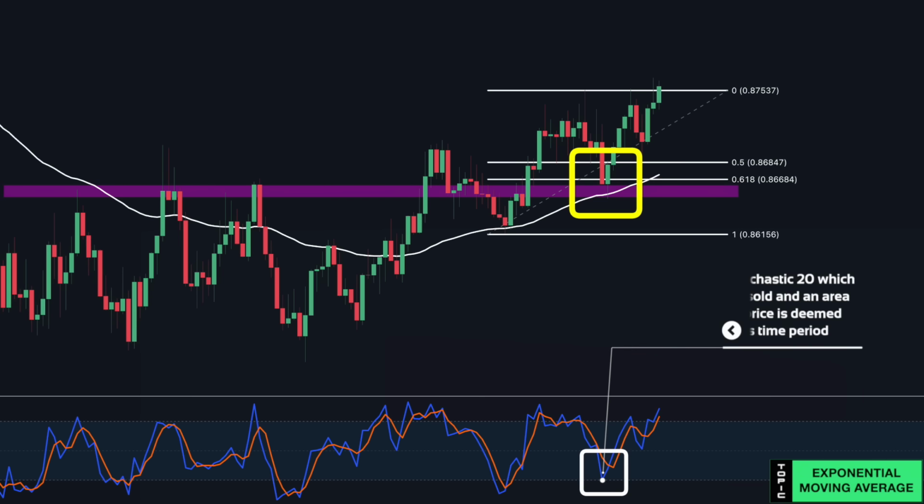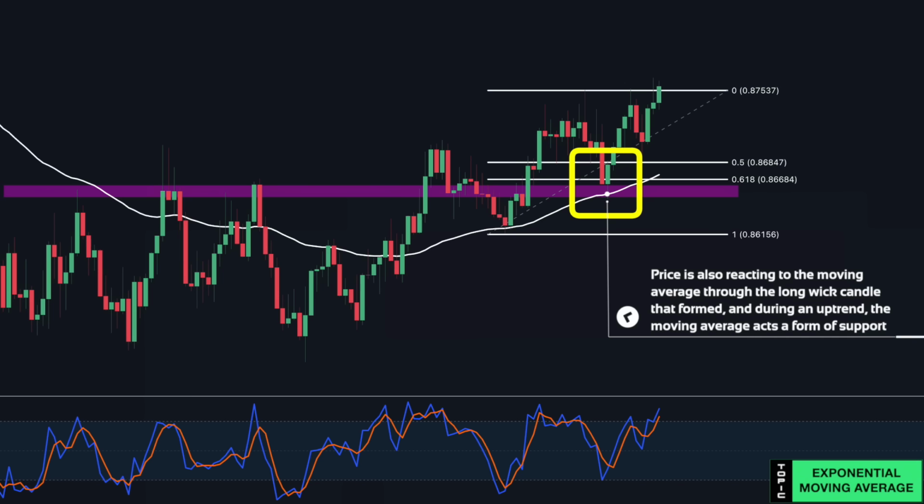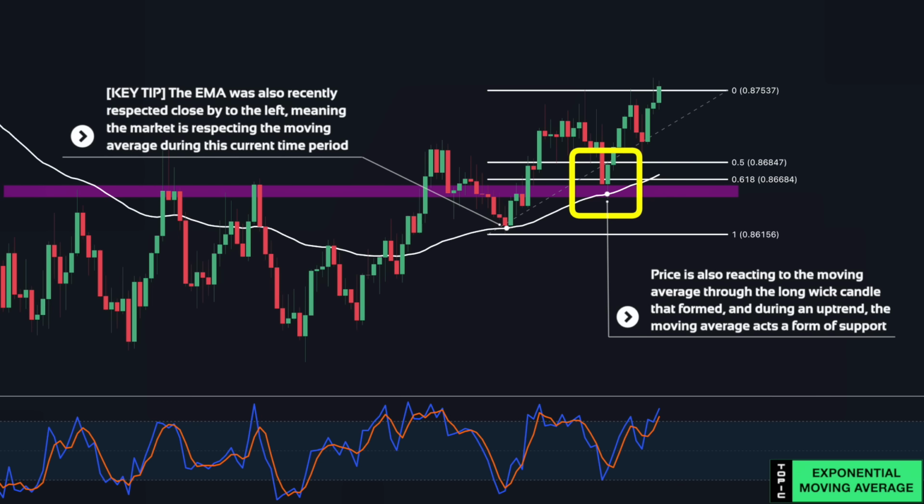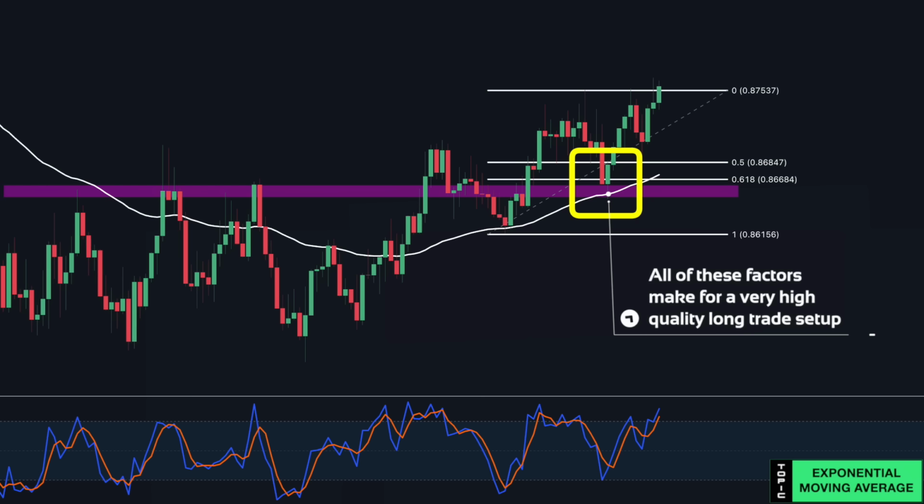You're at the stochastic 20, which represents oversold, and an area of value where price is deemed as cheap within this time period. Now, price is also reacting to the exponential moving average through this long wick candle, and during an uptrend, the EMA acts as a form of support. Here's a bonus tip. The moving average was also recently respected right here, close by to the left, meaning the market is respecting the moving average during this time period. All of these factors make for a very high quality long trade setup.